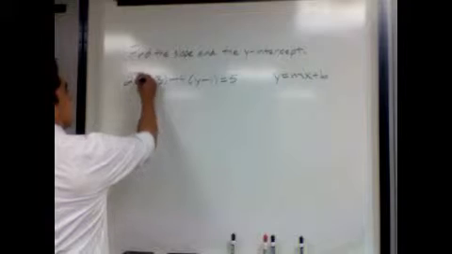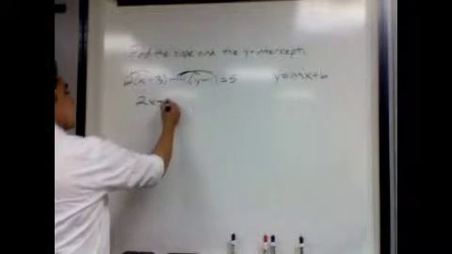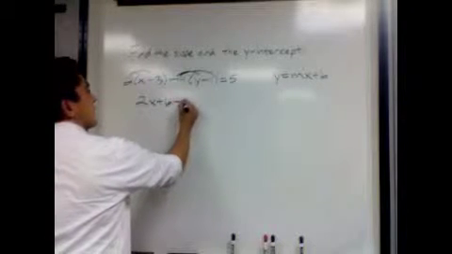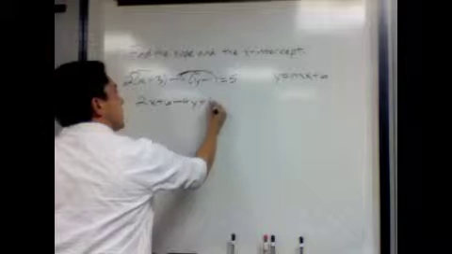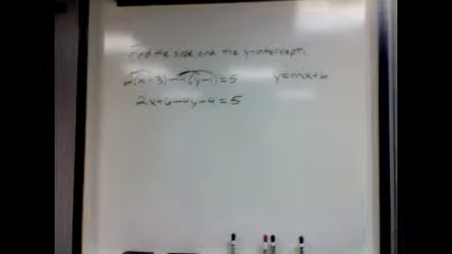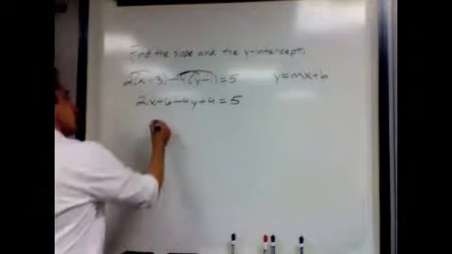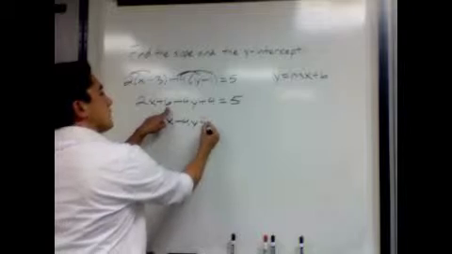So in this case, I would distribute. So I get 2x plus 6. Distribute the negative 4, so it's negative 4y. Negative 4 times negative 1 is a positive 4, equals 5. I'm going to go ahead and combine these like terms. So you get 2x minus 4y, 6 plus 4 is 10.